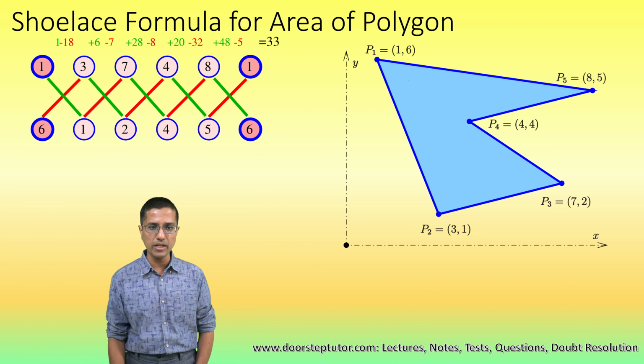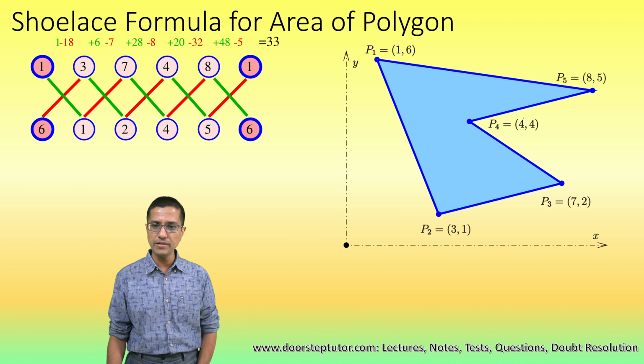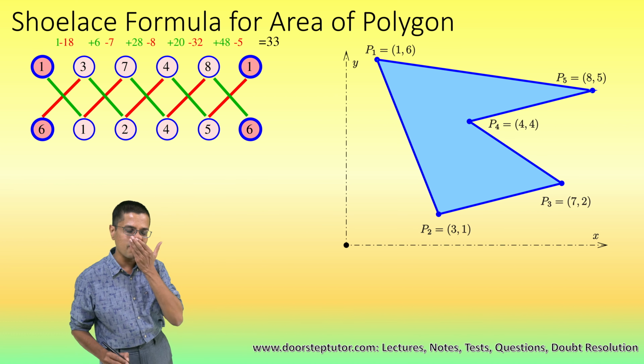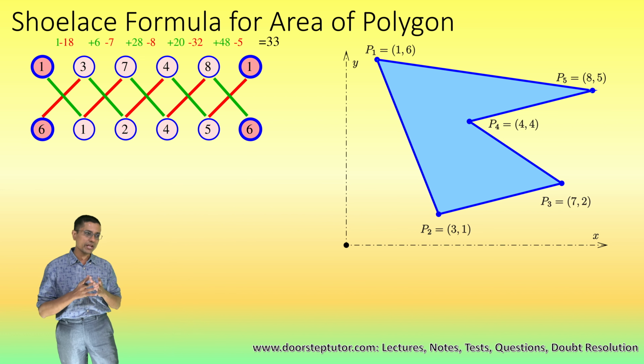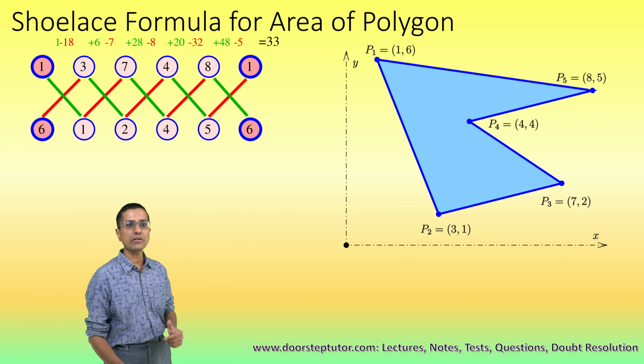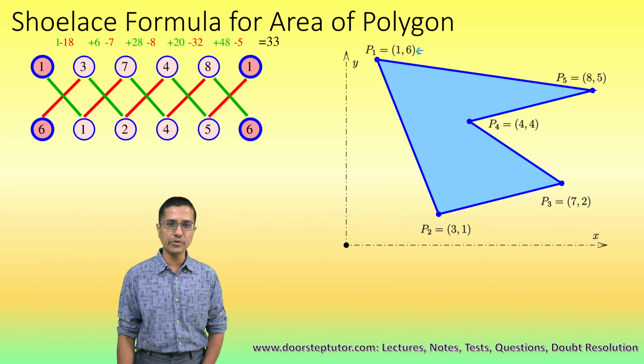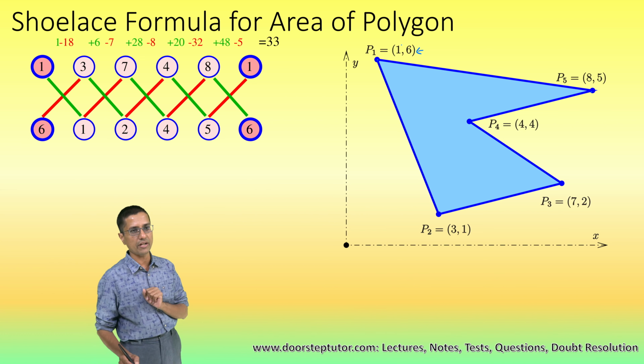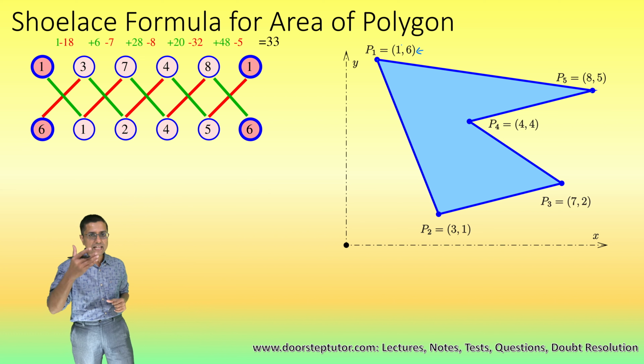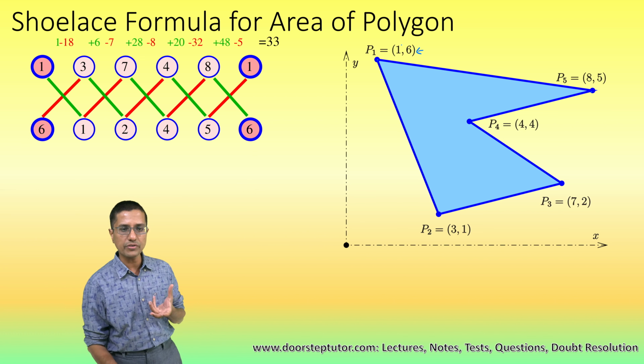Okay, so this is the polygon that we have been given. P1, P2, P3, P4 and P5, these are the vertices, and what we have been given is the location or the Cartesian coordinates of these vertices. Okay, so that is the thing that we have been given, and we have been asked to find the area of this polygon.